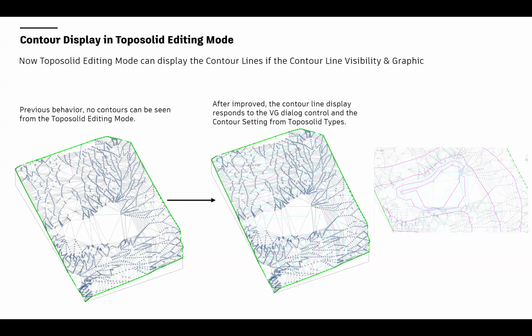That's how the contour line display responds to the visibility graphics dialog control and the contour setting from Toposolid types.